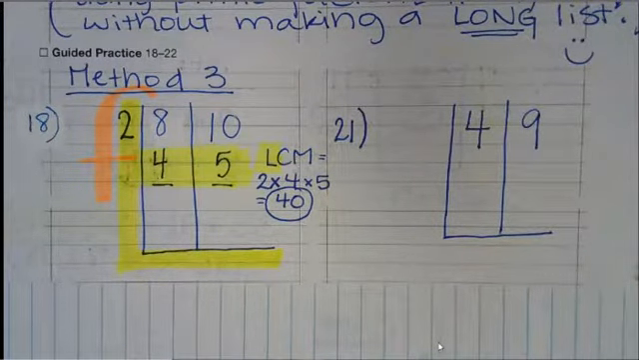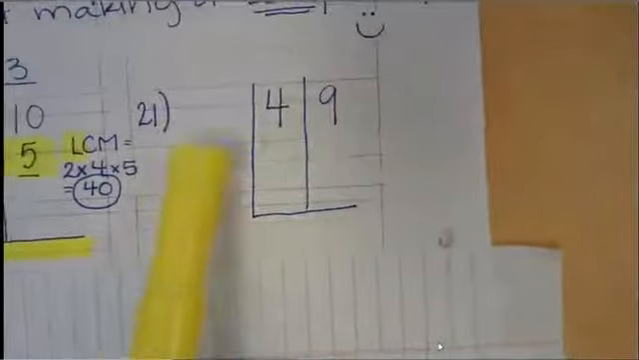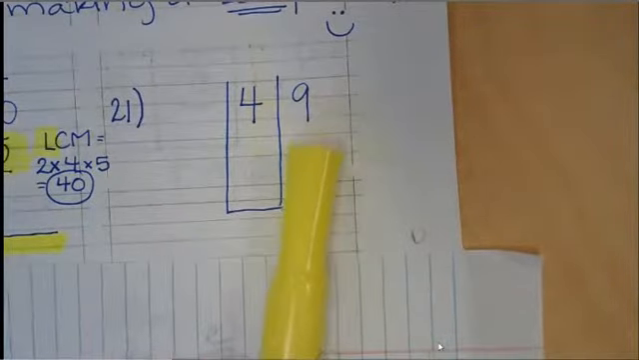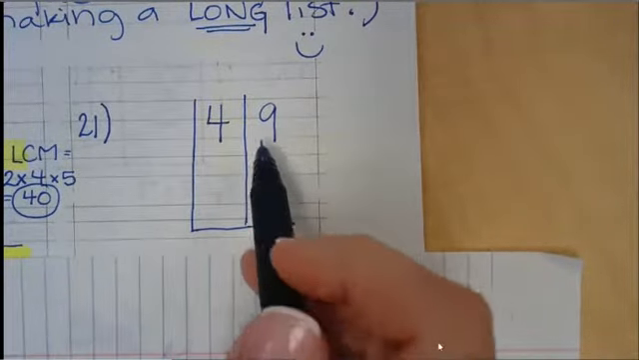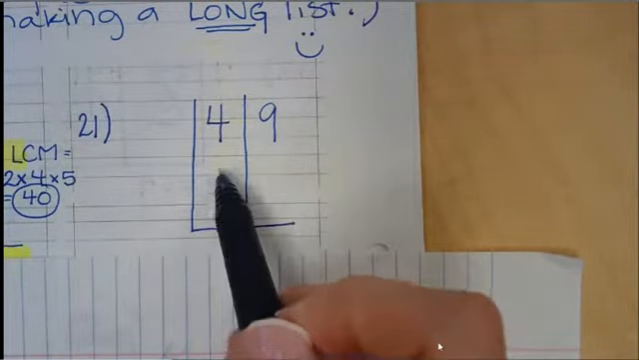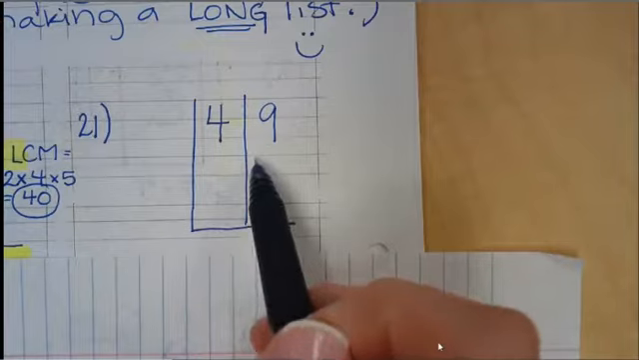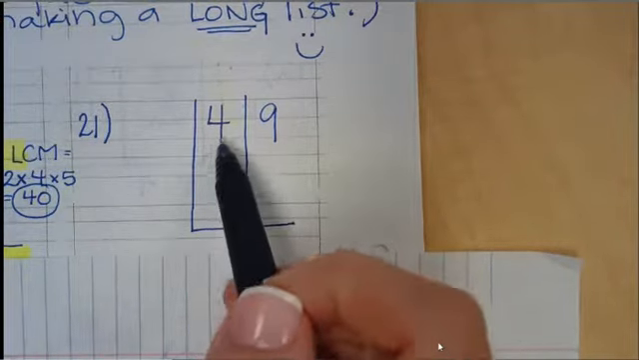Okay, let's look at this one, number 21, 4 and 9. So here I have this, and they're not both even. I can't divide them by 3. I can't divide them both by 4. They don't divide by 5. I'm past the 4, so that means I have to stop.